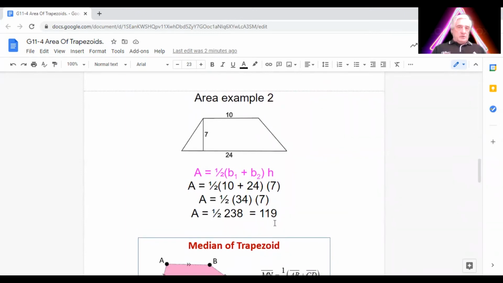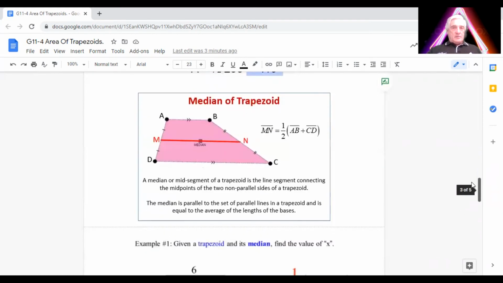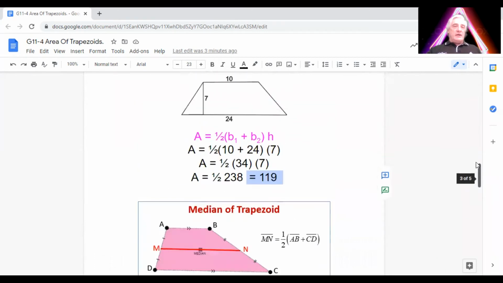Area example 2. We're going to add the 2 bases, right? We're not multiplying this time, we're going to add them. 10 and 24, 34. 34 times 1/2 times 7. 34 times 7 is 238, and half of that, I did it in my head, check it with a calculator, but I think it's 119. That's how you find the area of a trapezoid.